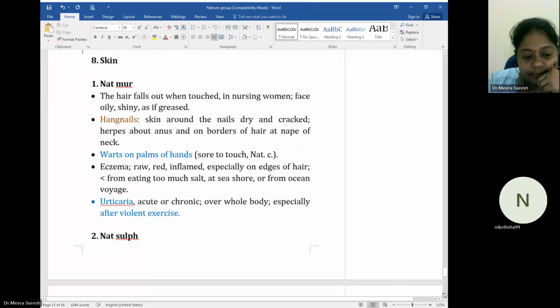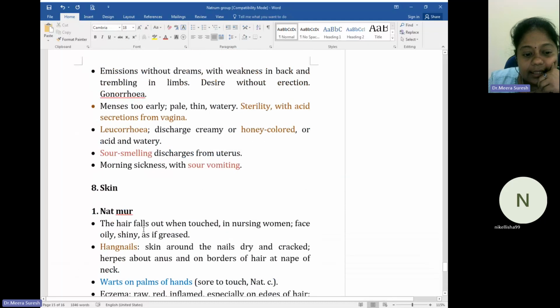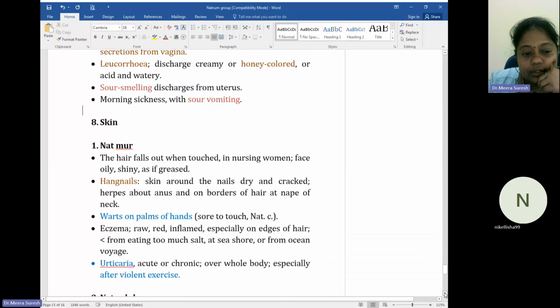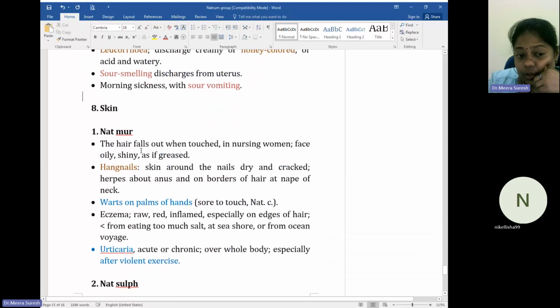It's the last, right? In skin, natrum muriaticum skin is actually more important. You might have known the hair falls out, especially in nursing women or the women who are during their lactation, and the face will be oily, shiny, as if greased, or pale, anemic, waxy skin. Then they have the hangnails, the skin around the nails dry and cracked. Herpes about the anus, on borders of hair at nape of neck. They also have eczema, where it is raw, red, inflamed, especially on edges of hair, from eating too much salt or going to the seashore or from ocean voyage.